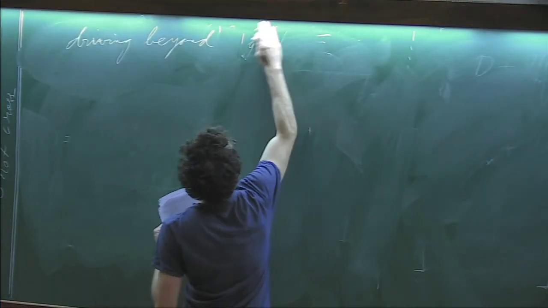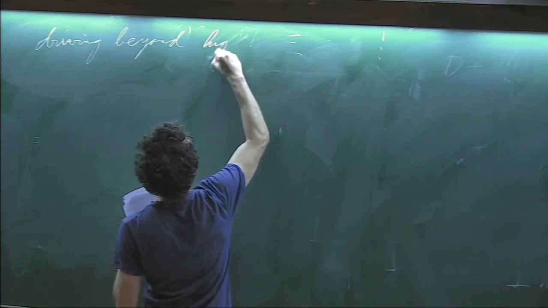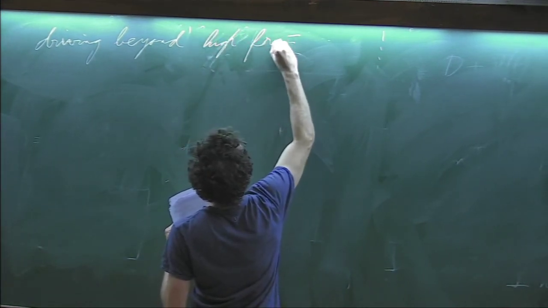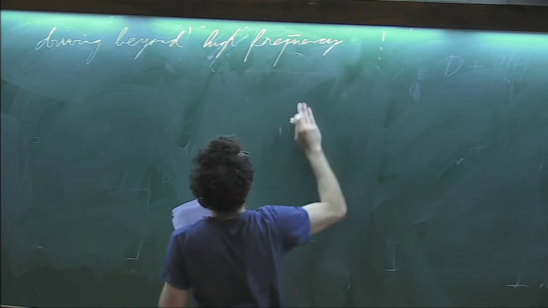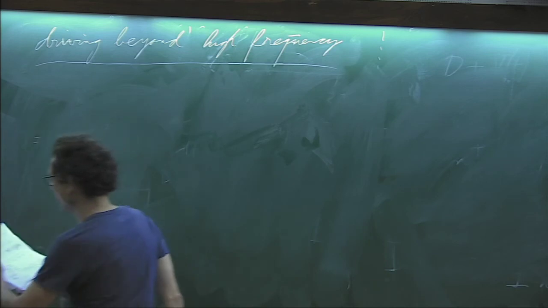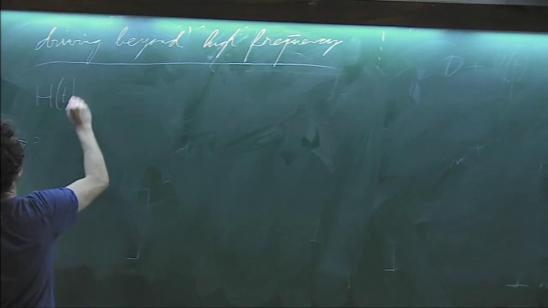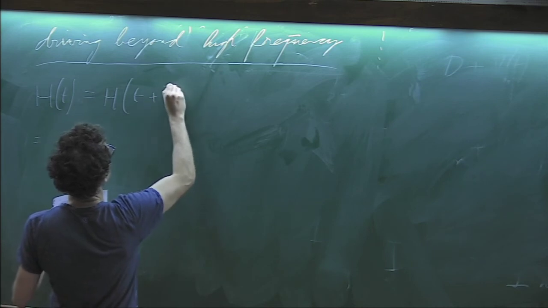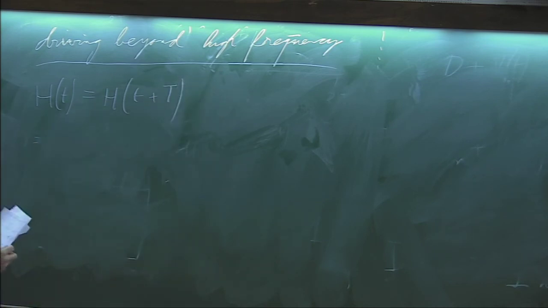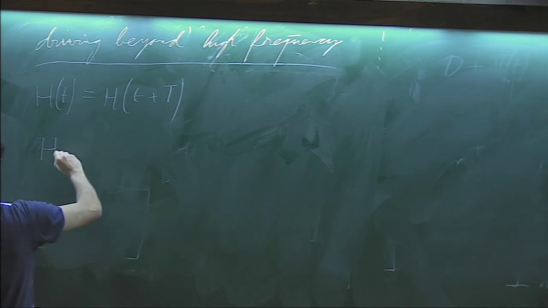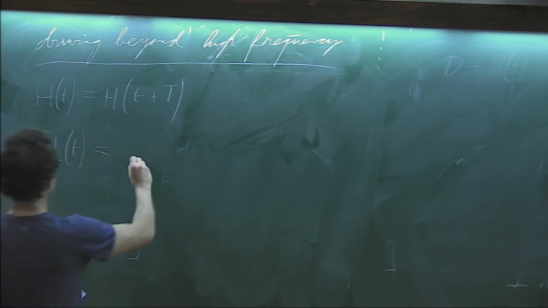Periodic driving beyond high frequency. Not those symbols here. So, what is the model? I have an HT which is periodic. And it will not be high frequency, but it will have the following special structure, which combines a bit the previous two parts of the talk.